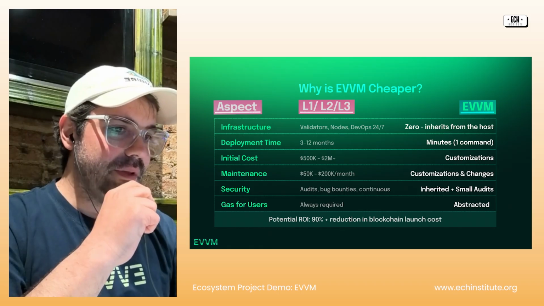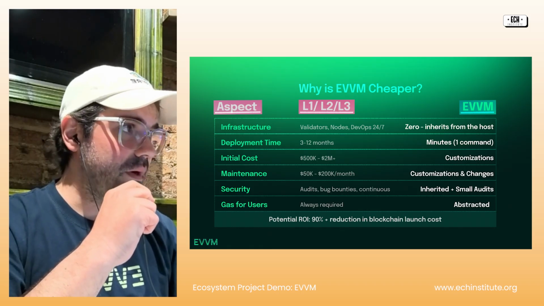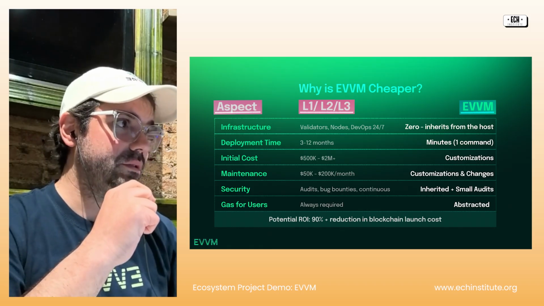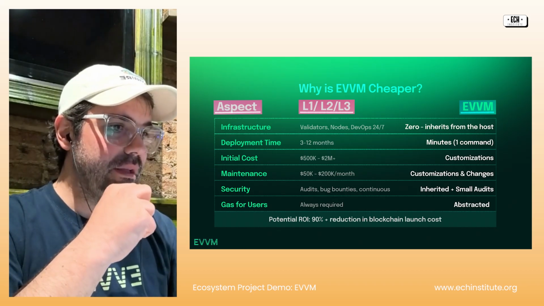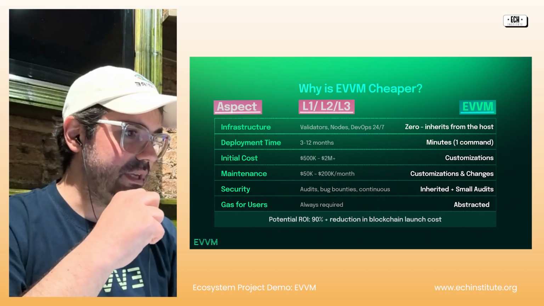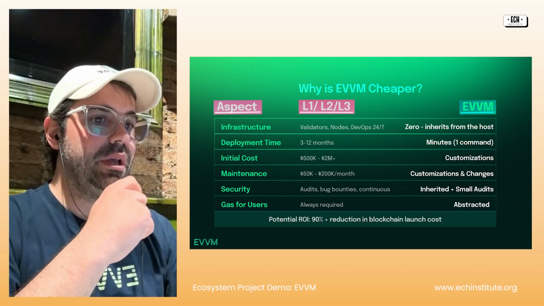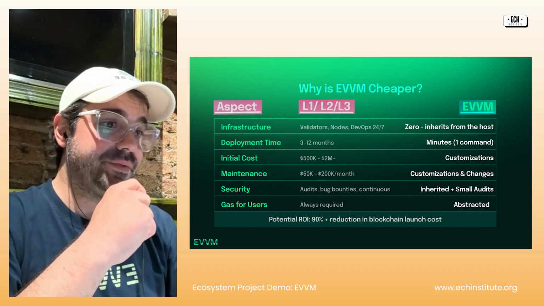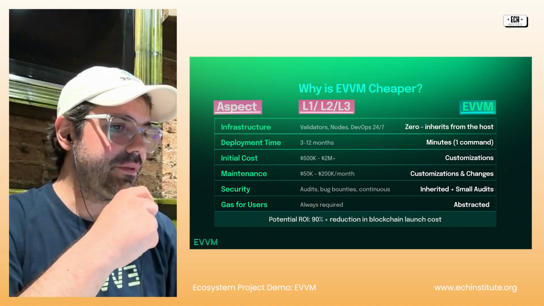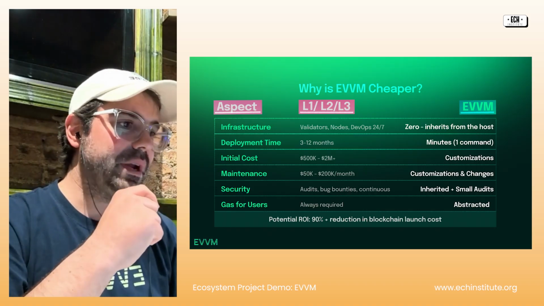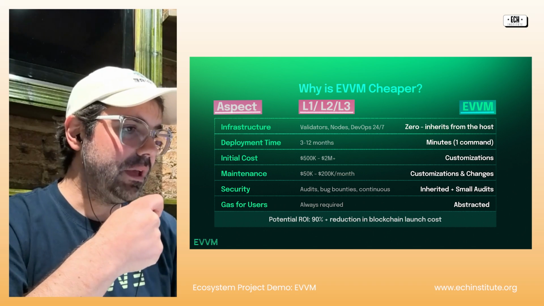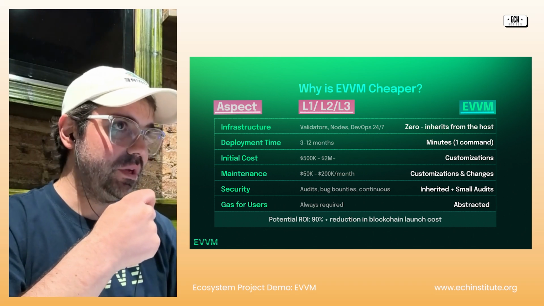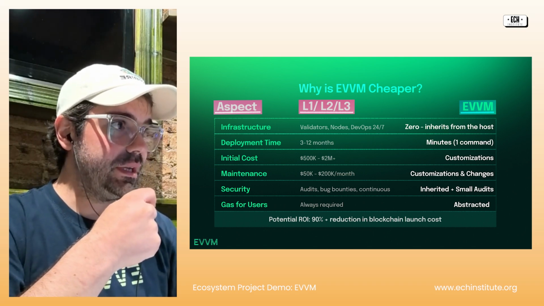Deployment time: 3 to 12 months to have a testnet, to test all your configurations, your different nodes, etc. In EVVM, minutes, just one command, as Kevin showed. Initial cost for a traditional blockchain L2: 500K to 2 million. This is very arbitrary, but it's very, very costly. And in EVVM, only the customizations, because this is open source and free to use.